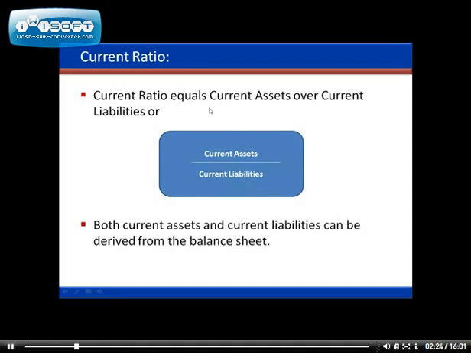Current ratio is equal to current assets over current liabilities. Of course, if we wanted to find out a company's current assets or their current liabilities, we would have to look on the financial statement, the balance sheet, because the balance sheet is the financial statement that has assets and liabilities. So we would go to the balance sheet and pull out the current assets and the current liabilities, and divide current assets by current liabilities, and that will give you your current ratio.